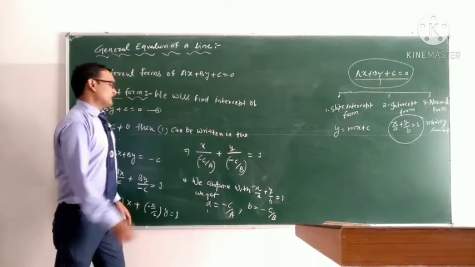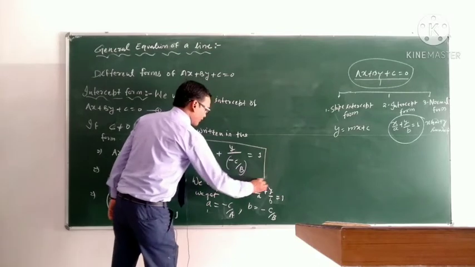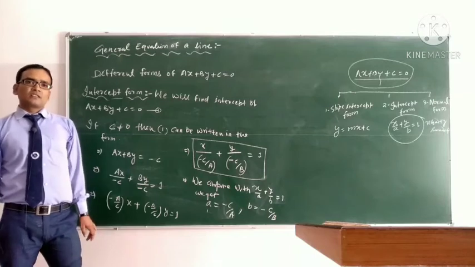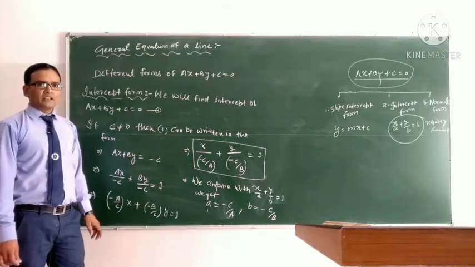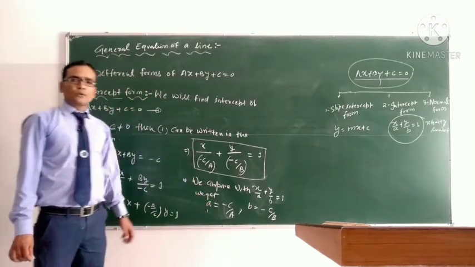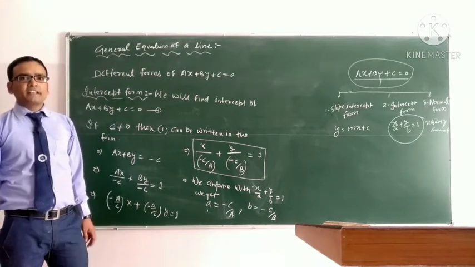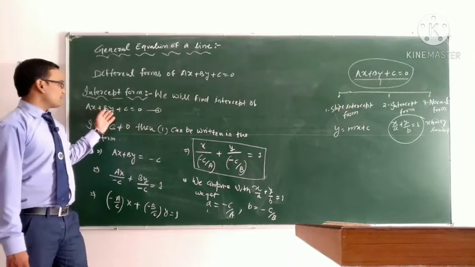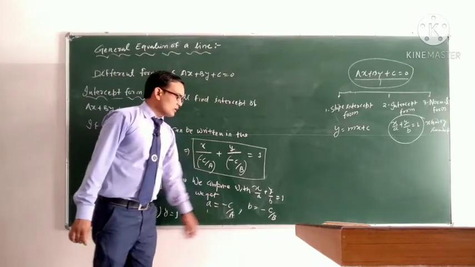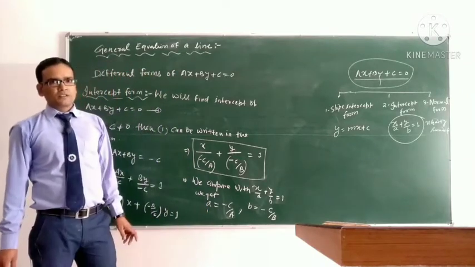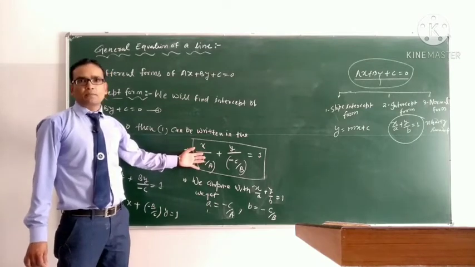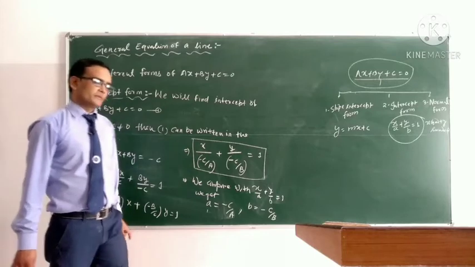Okay students, this is the intercept form of ax plus by plus c equal to 0, where the x intercept is a equal to minus c upon a and the y intercept of ax plus by plus c equal to 0 is b equal to minus c upon b. Okay students, this is the intercept form of ax plus by plus c equal to 0.